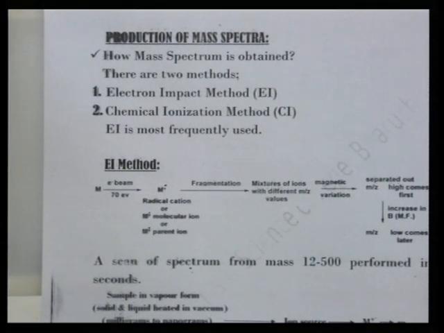The different ions are separated on variation of the magnetic field. Higher m/z ions come first, and then with increasing magnetic field strength, ions with lower m/z values come later on. That is why a scan of the spectrum from mass 12 to 500 is performed in a second.